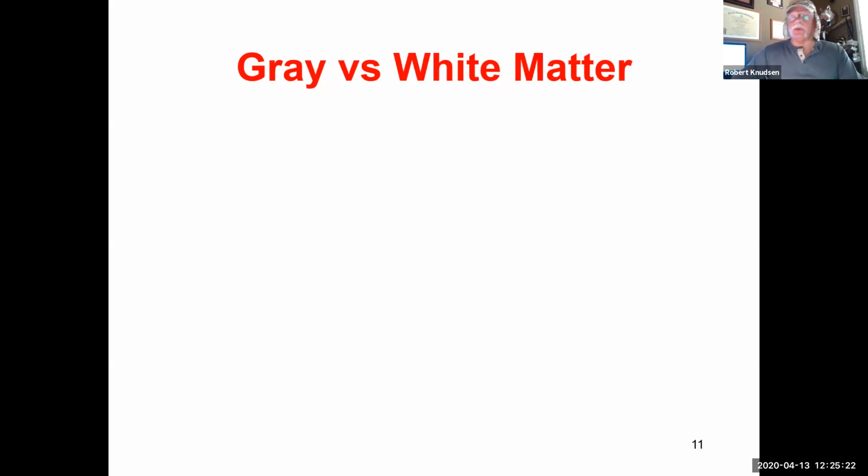Okay, gray versus white matter. Every book I've ever read, and I used to proofread textbooks for accuracy, always lists gray matter first. Gray matter is unmyelinated axons, cell bodies, dendrites. They go on and on talking about gray matter. White matter is myelinated axons. So if you're learning it for the first time, you have to learn all that.